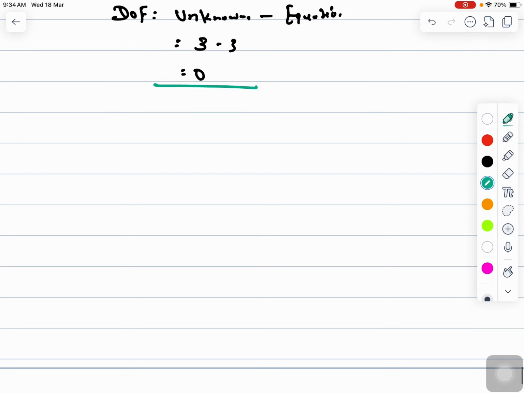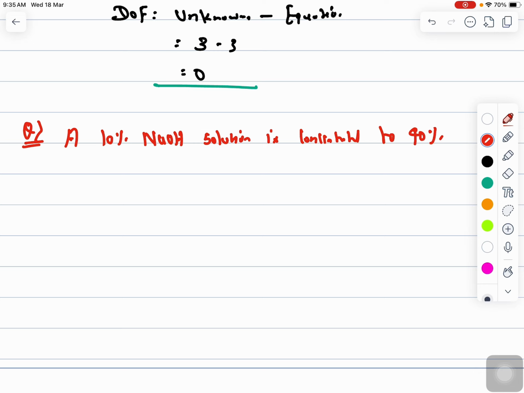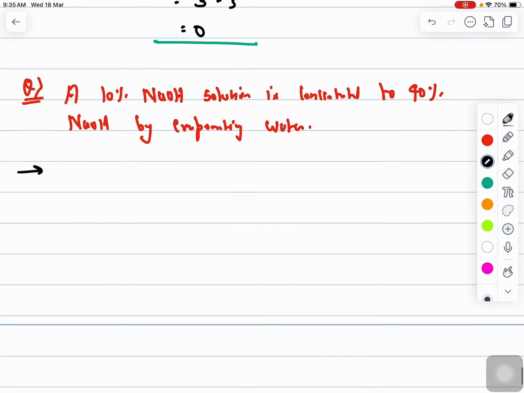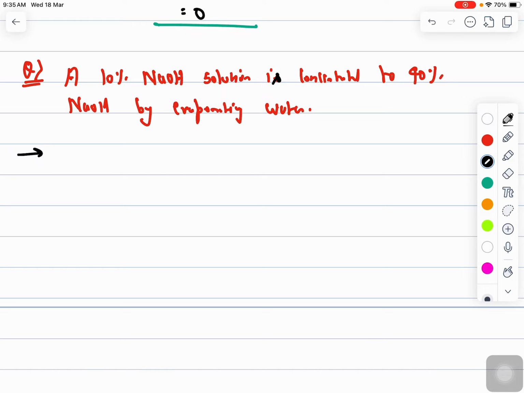Right, so let's take another example over here. A 10% sodium hydroxide solution is concentrated to 40% sodium hydroxide by evaporating water. So here we have to understand whether this problem is solvable or not, and in order to understand that, I have already told you, you calculate the degree of freedom.